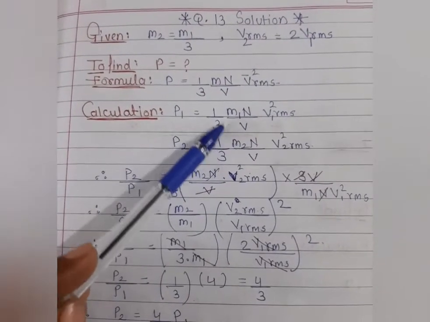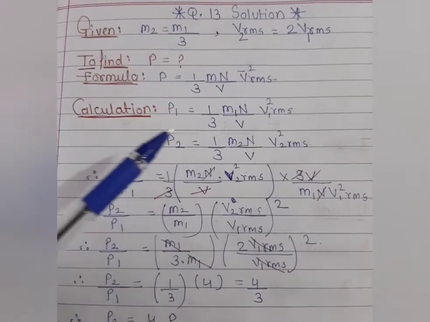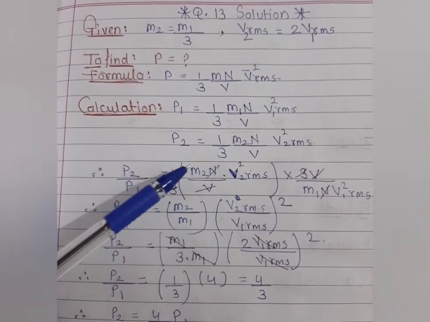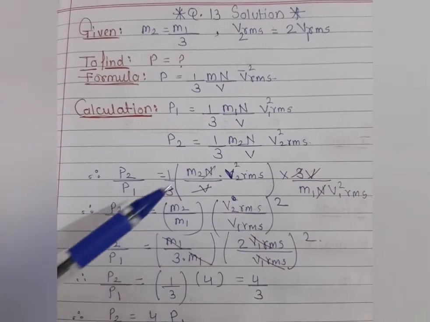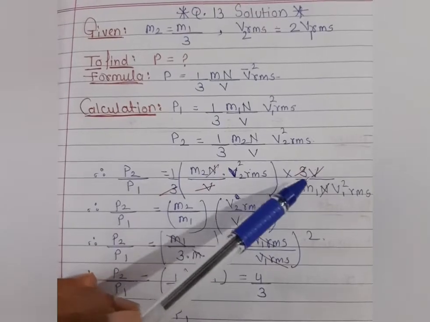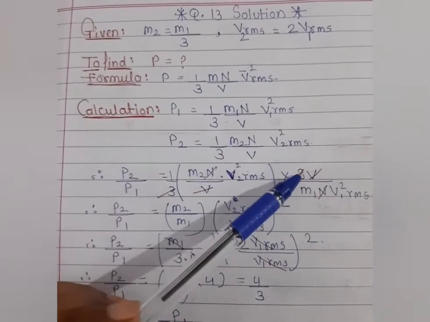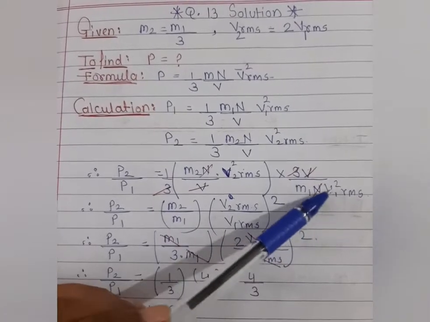So let me take the ratio of these two, P2 upon P1. The P2 term is 1 upon 3 M2 NV, that is V2 square RMS, into the P1 term. Here P1 is in the denominator, so I am taking the inverse of this term, that is 3V is up, and M1 and V1 square RMS is in the down term.